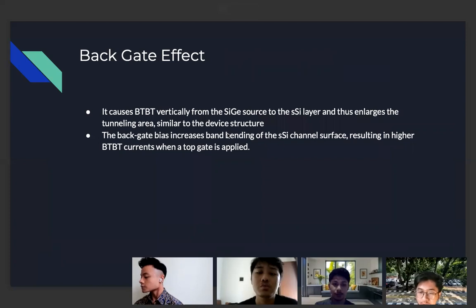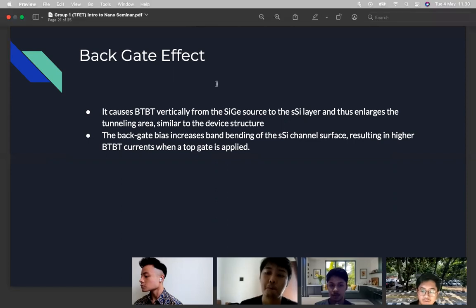Next slide. Okay. So as explained before, there's the backgate effect. The backgate effect causes BTBT, which is band-to-band tunneling, vertically from the silicon germanium source to the new strained silicon layer and thus enlarges the tunneling area. Similar to the device structure, the backgate bias also increases the band bending of the strained silicon channel surface, resulting in higher band-to-band tunneling currents when a top gate is applied.